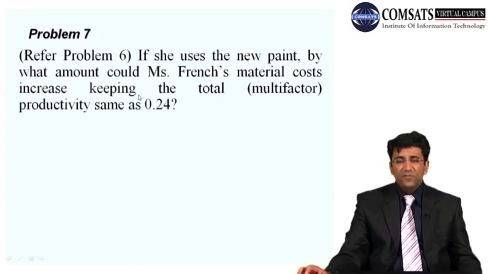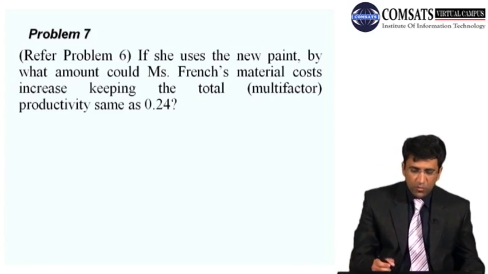It is being asked that if the productivity remains the same, that is 0.24, which was initially with the old paint, how much will we have to add to the material cost so that we are able to achieve the same level of productivity. So this is the requirement in this particular case, that is how much the material cost should be increased to maintain the same level of productivity, that is 0.24. Now students, as you know, productivity is equal to output over input.